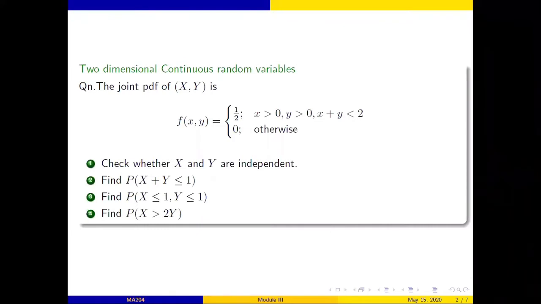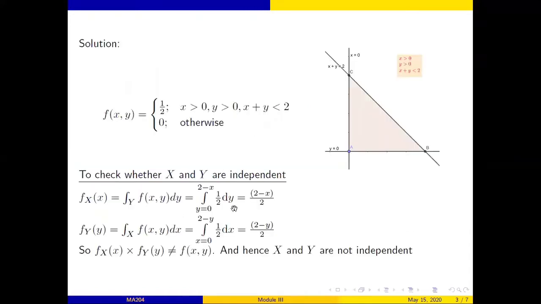First question, the joint PDF of x, y is f of x, y equal to 1 by 2 in the region x greater than 0, y greater than 0, x plus y less than 2, and equal to 0 otherwise. The questions are: check whether x and y are independent. Second question, find probability x plus y less than or equal to 1. Third question, find probability x less than or equal to 1, y less than or equal to 1. And the fourth question is find probability x greater than 2y. So we are considering all these questions one by one with respect to the region x greater than 0, y greater than 0, x plus y less than 2. Let us see how this problem can be worked out.